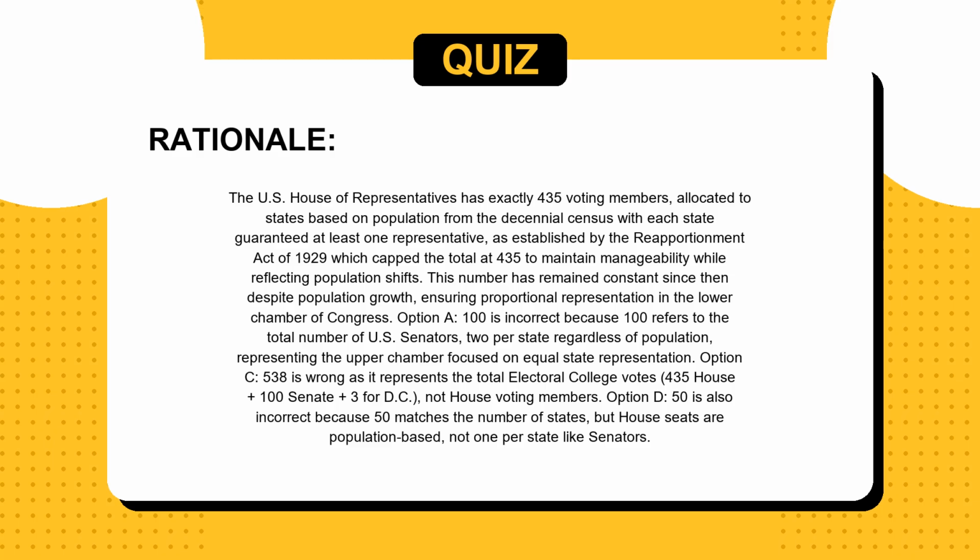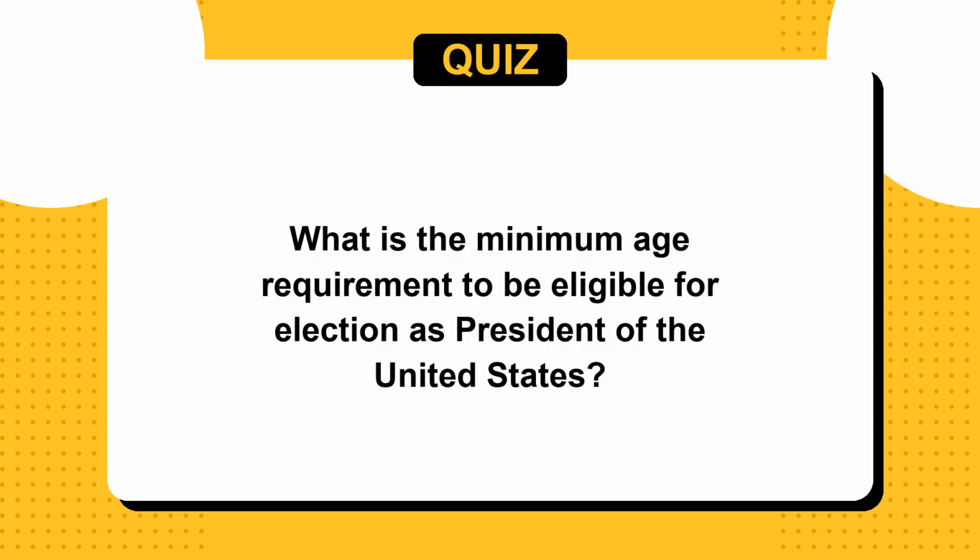Option A, 100 is incorrect because 100 refers to the total number of U.S. senators, 2 per state regardless of population, representing the upper chamber focused on equal state representation. Option C, 538 is wrong as it represents the total Electoral College votes, 435 House plus 100 Senate plus 3 for D.C., not House voting members. Option D, 50 is also incorrect because 50 matches the number of states, but House seats are population-based, not one per state like senators. Next question.